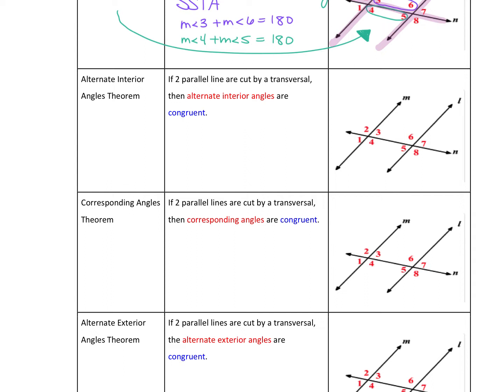So take a look at this. It says if 2 parallel lines, so if these lines are parallel, M is parallel to L, then alternate interior angles, remember we called that AIA, will be congruent.